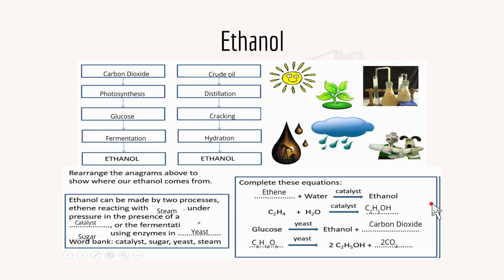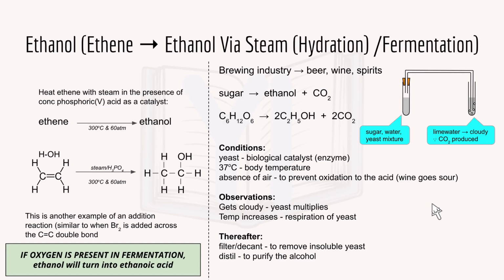Which brings us to our next slide, which is making ethanol via steam by hydration or fermentation. So here we have hydration via steam. Heat ethene with steam in the presence of concentrated phosphoric acid as a catalyst at 300 degrees Celsius and 60 atmospheric pressure, or ATM, to make ethanol. And here you can see a displayed formula. This is an example of an addition reaction, similar to Br2 being added across a C double bond. And if oxygen is present in fermentation, the ethanol will turn into ethanoic acid. So it's important to have no oxygen.